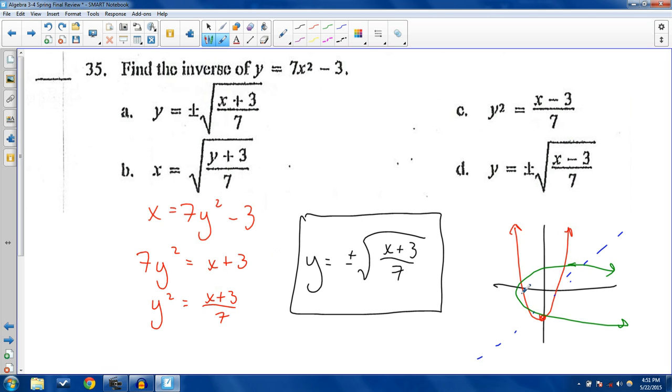So the only way for it to be a full parabola is if you do the plus version of this graph and you do the minus version of this graph. Otherwise, it would be a half parabola, which might look something like, well, these don't have that answer. But A would be your answer in this case.